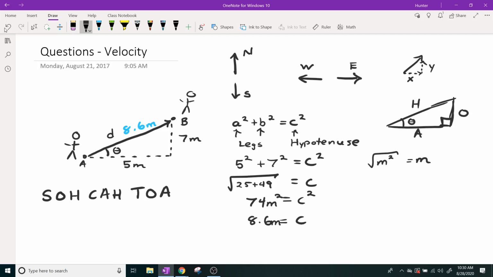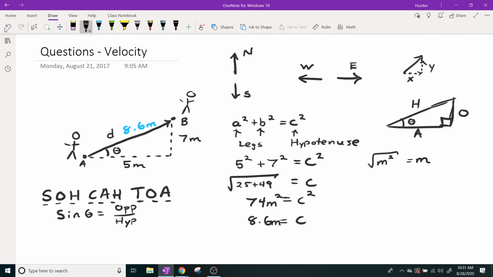SOHCAHTOA is just a ratio. It's a fraction that tells you a ratio of the length of the sides to each other. There are three special ratios: the sine, the cosine, and the tangent. The SO is where the sine comes in. The sine of an angle is equal to the opposite over the hypotenuse. I think we don't have the hypotenuse, but we do have the opposite side. Oh wait, we do have the hypotenuse. It's 8.6. I don't really care which side you use. Since we have all three sides, any of these would work out just fine.